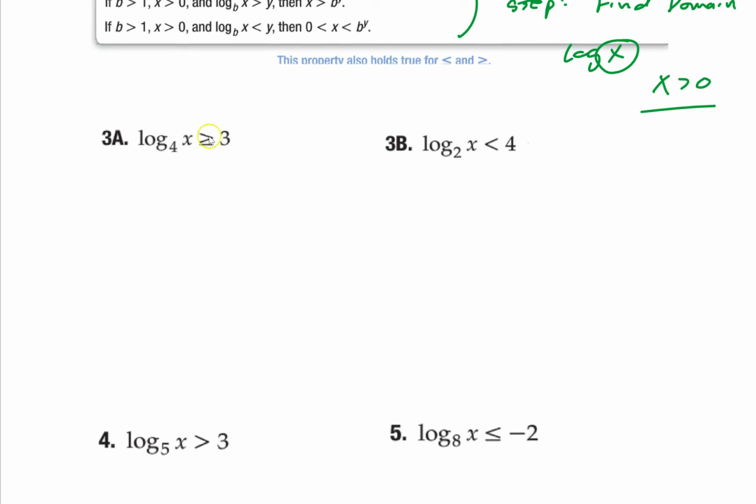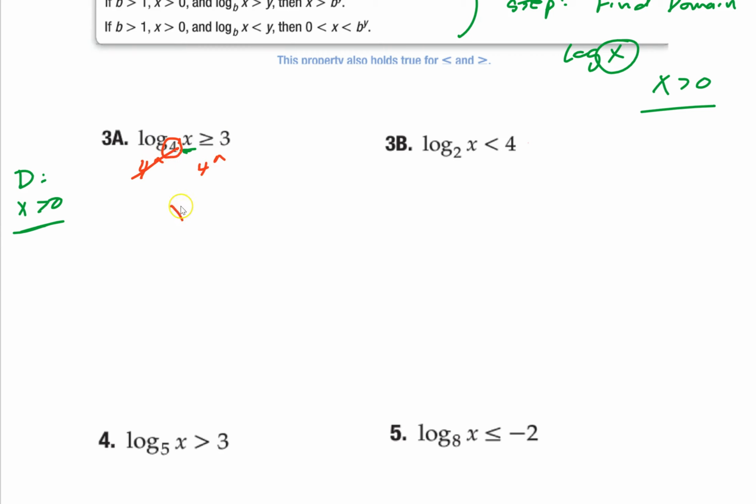So let's do a couple. This first one here. Let's find my domain first. That has to be greater than 0. And that's it. That was quick and easy. Now let's solve this. We're going to take the base of both sides. Notice there's only one log, so the way we solve it is always the same way. Take the base of both sides.